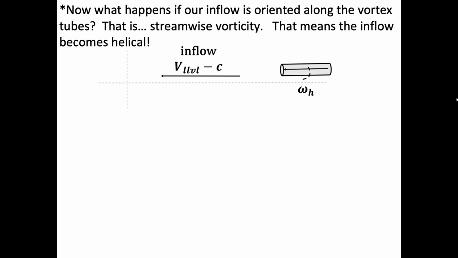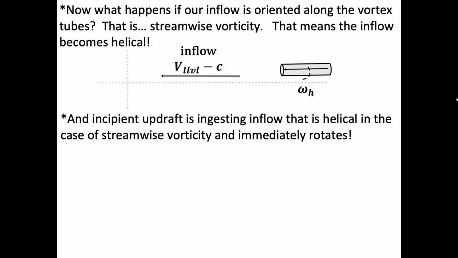Now let's see what happens if we reorient our horizontal vorticity such that our inflow lies along our vortex tube. Our slinkies, our vortex lines, vortex tubes, horizontal vorticity are all going to be lying parallel to our inflow for streamwise vorticity, and therefore our inflow can take a helical trajectory as it resides along our vortex tubes. In this case, where our inflow lies parallel to the horizontal vorticity, that incipient updraft can now be ingesting inflow that's helical in the environment and will immediately rotate.